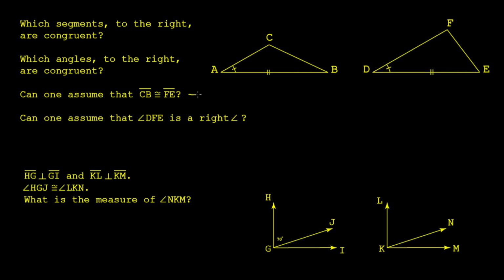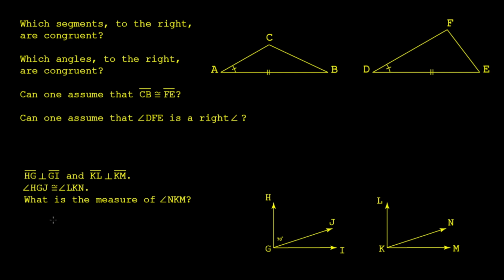Next, can one assume that CB is congruent to FE? You cannot, because you're not told that they are congruent. These do not look congruent, but even if they did look congruent, you cannot assume that without being told in the givens. Can one assume that DFE is a right angle? No. This does look like a right angle, but you cannot assume that without being told.